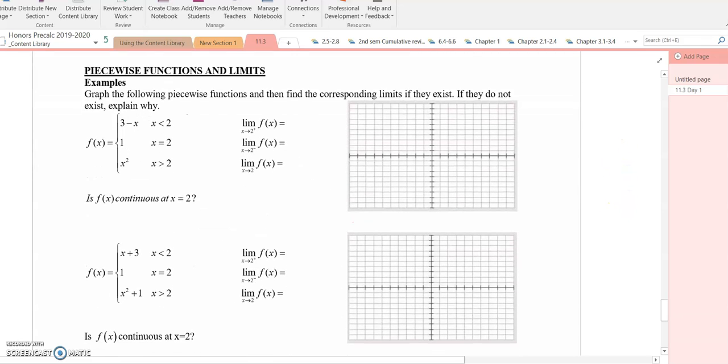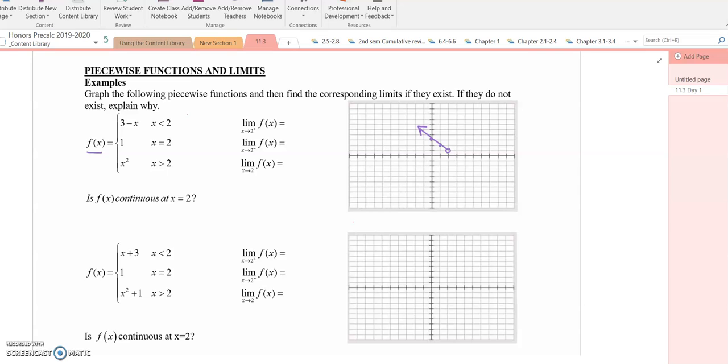This is newer material, dealing with piecewise functions and limits. I am confident that you haven't been super exposed to graphing a piecewise function. So at this point in time, I don't want you finding the limits. I'd like you to make an attempt, pause the video, and graph f of x.